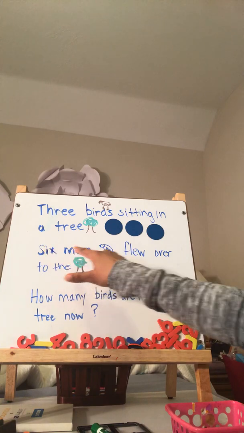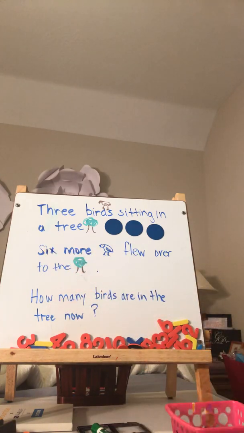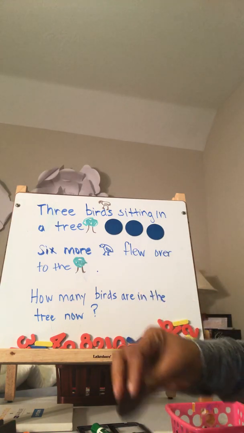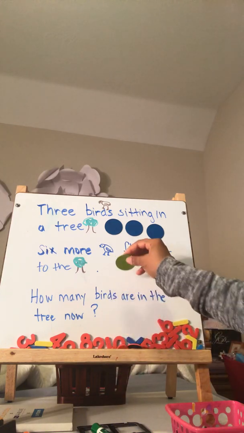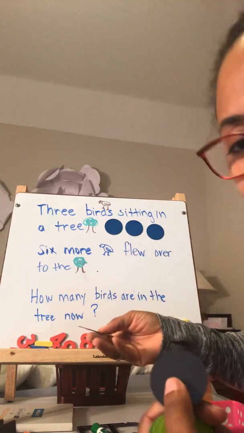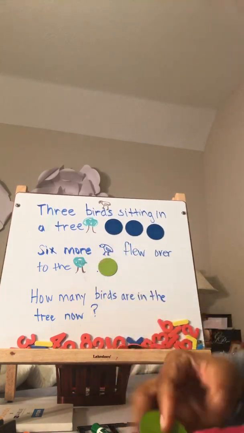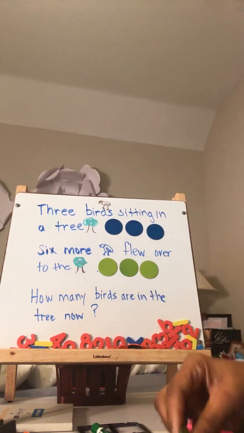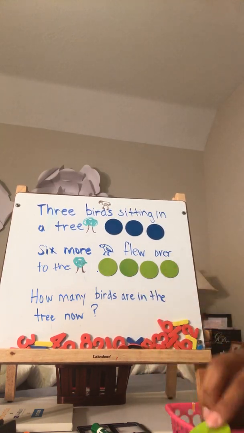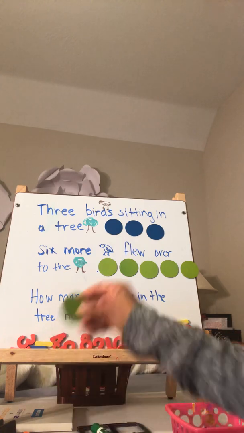Then it tells me 6 more birds flew over to this same tree. 6 more. Well, I'm going to use the green just so I know that I'm looking at 2 different numbers or 2 different groups. You never know if that's going to be helpful or not. So let's count 6. 1, 2, 3, 4, 5, and 6.